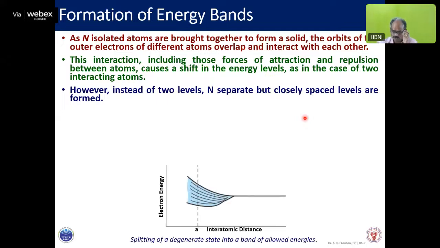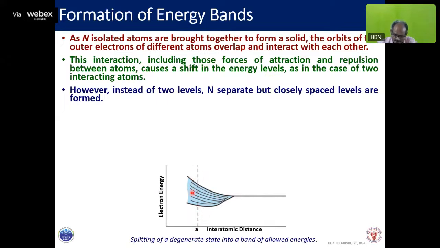They will be formed. So if I start from here, when the distance is very large, every atom has a level which is very unique, or you can say very sharp. Consider an ideal case with absolutely narrow width. When you try to bring them together so close that they start interacting with each other, these levels will start to split.